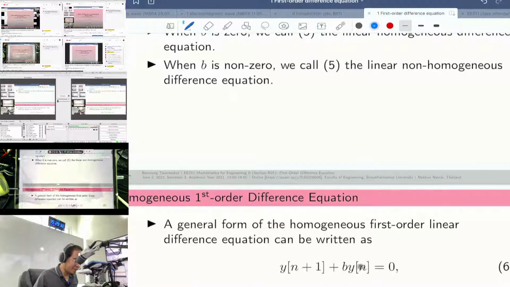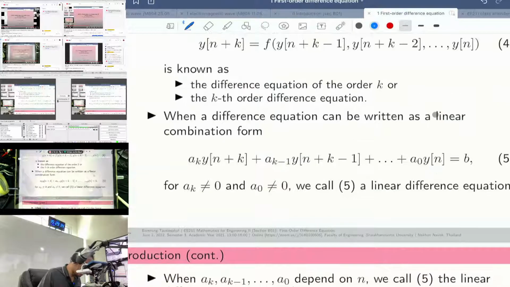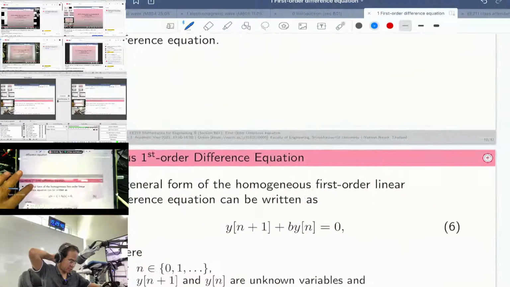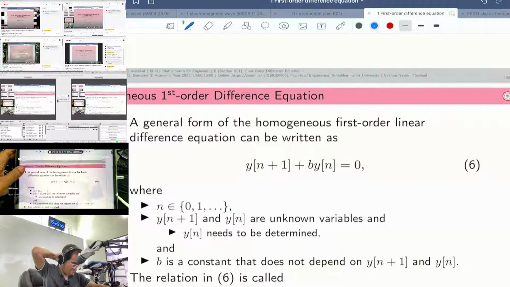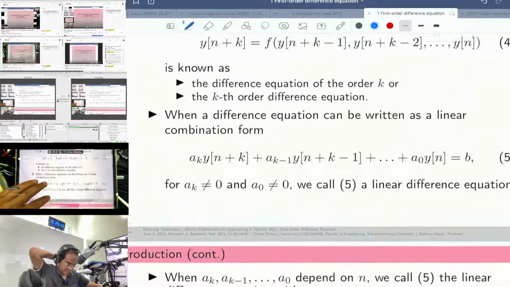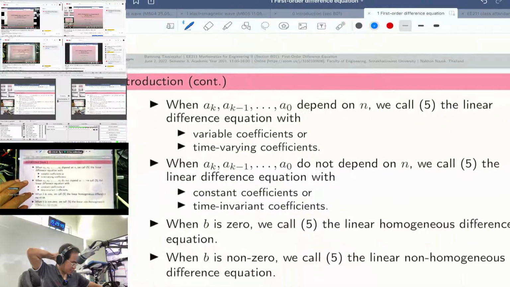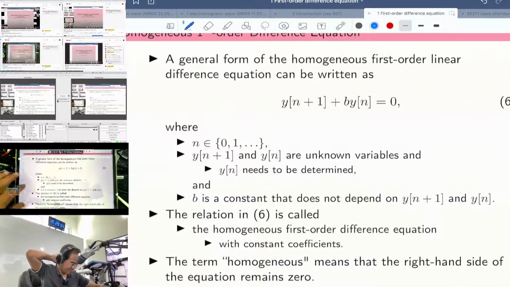Please note that this b is not the same as this b. They are different. I think I have to change somehow next time. Right. Yeah, it's A0. I think it should be A0.